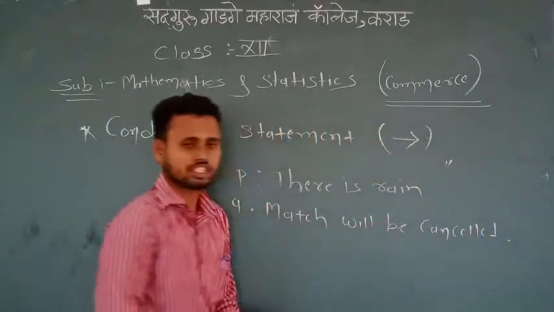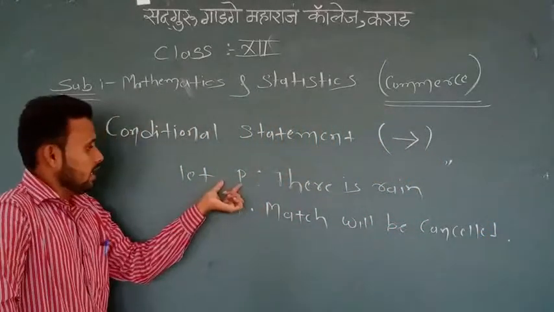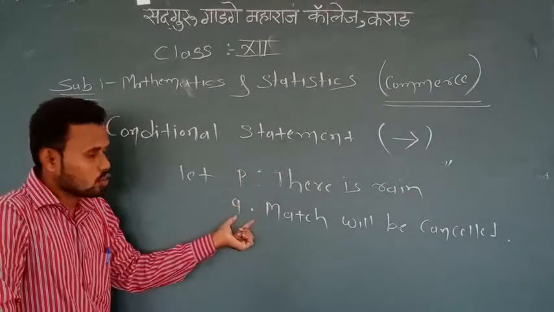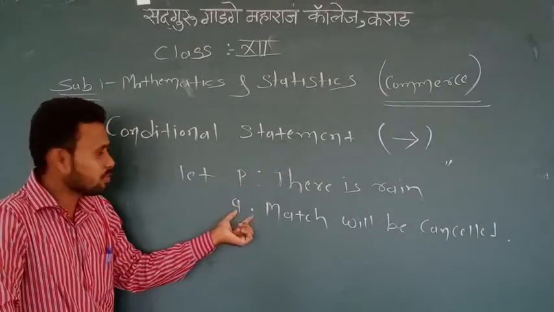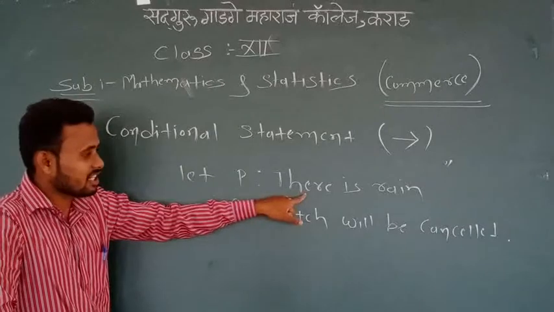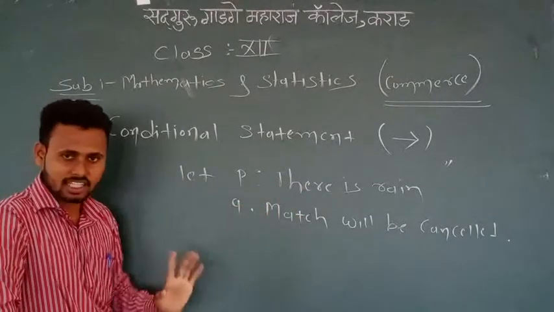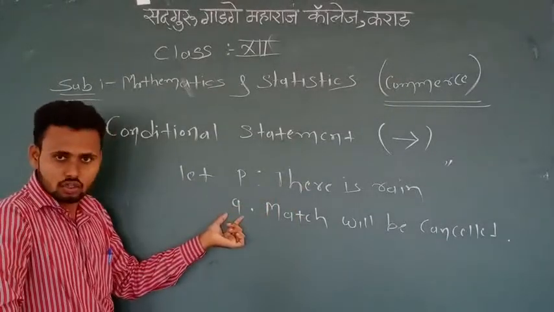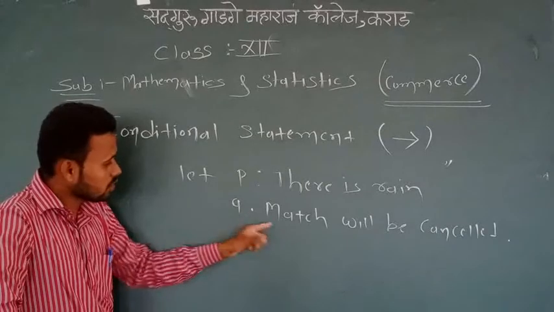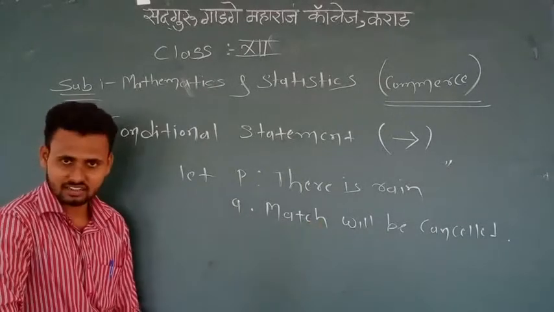ठीक आहे. दोन स्टेटमेंट आपण घेतो. We consider here two simple statements. First one is p, the statement that there is rain, a simple statement. Also q, this is also a simple statement. Statement of q is the match will be cancelled.